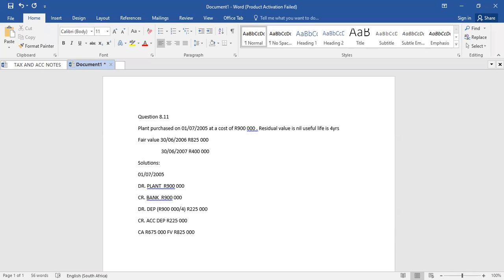If the carrying amount is less than the fair value, what do we have? A revaluation surplus. How much is our revaluation surplus? 150,000. The revaluation surplus is credited. What else will we do for 20x5? What is missing? What did they say in the question?